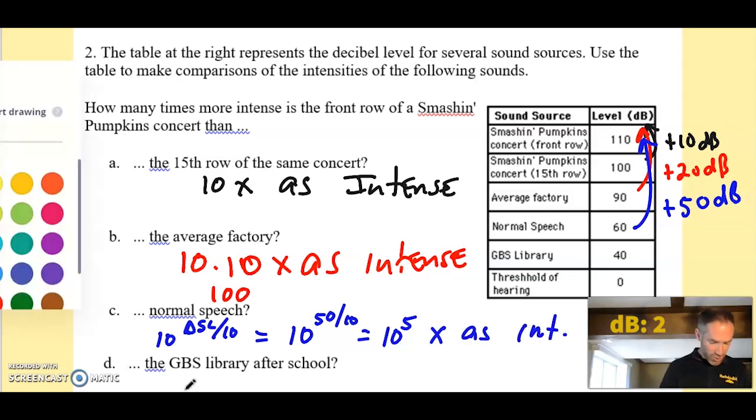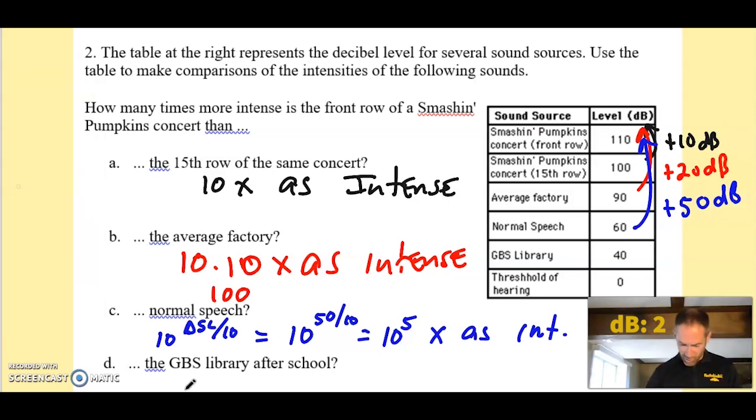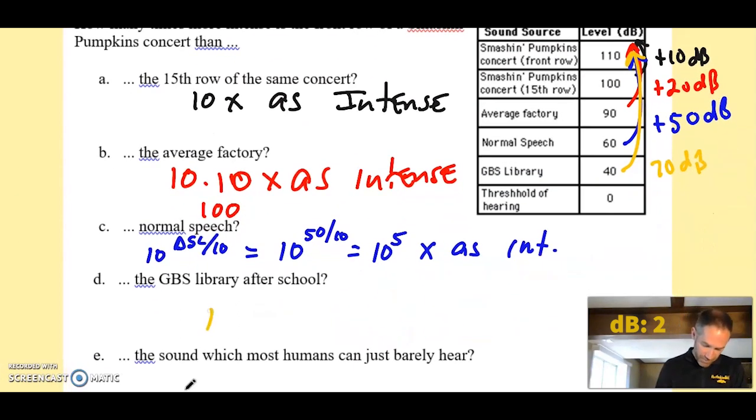The library at school, they have as a 40, so from 40 to 110, that's going to be a 70 decibel difference, or 10 to the 7th times as intense.